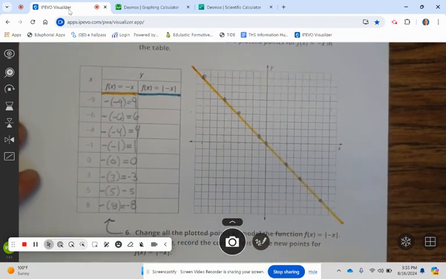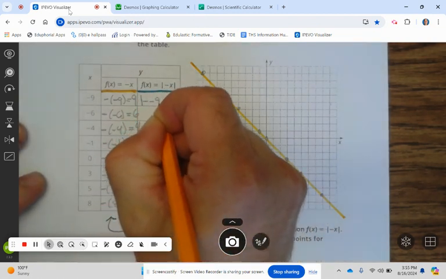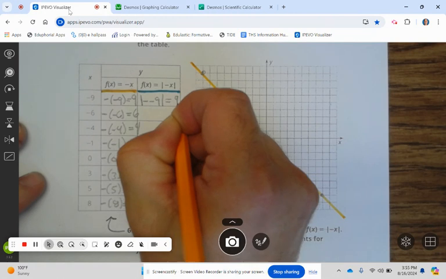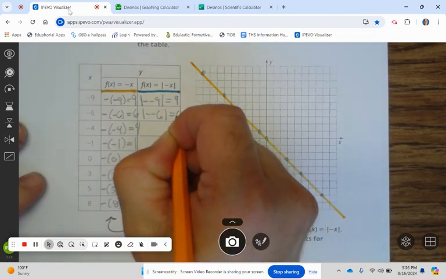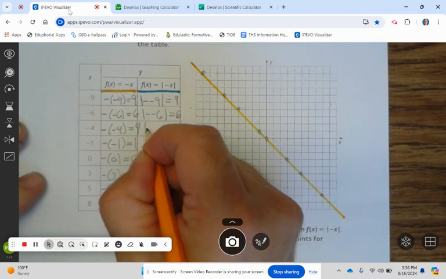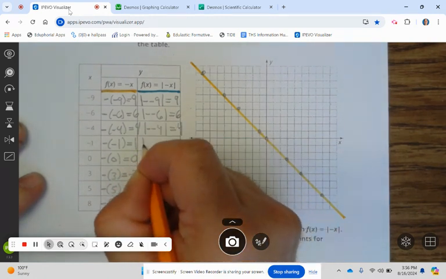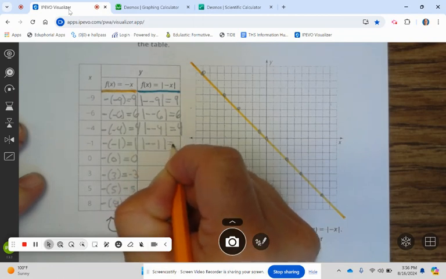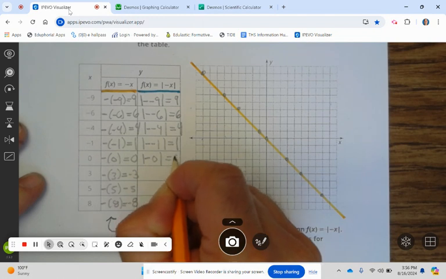So now here we have the absolute value of negative times negative 9 equals positive 9. The absolute value of negative times negative 6 equals positive 6. The absolute value of negative times negative 4 is equal to 4. The absolute value of negative times negative 1 is a positive 1. The absolute value of negative times 0 is equal to 0.